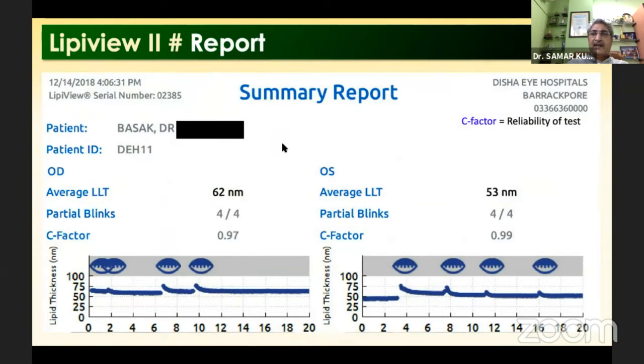This is my photograph, where the LLT in the left eye is 53, and the right eye is just borderline. I'm 100% a partial blinker. And this C factor, the coefficient factor, shows how good your photography is; normally it should be more than 0.9. That means the capturing of the photograph is good, so the reliability of the test is good if the factor is more than 0.9. So I am a 100% partial blinker, and also my LLT is borderline. This is important in MGD.